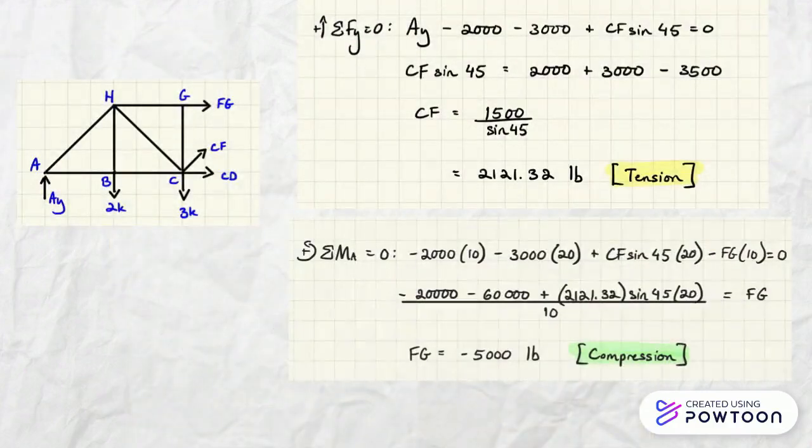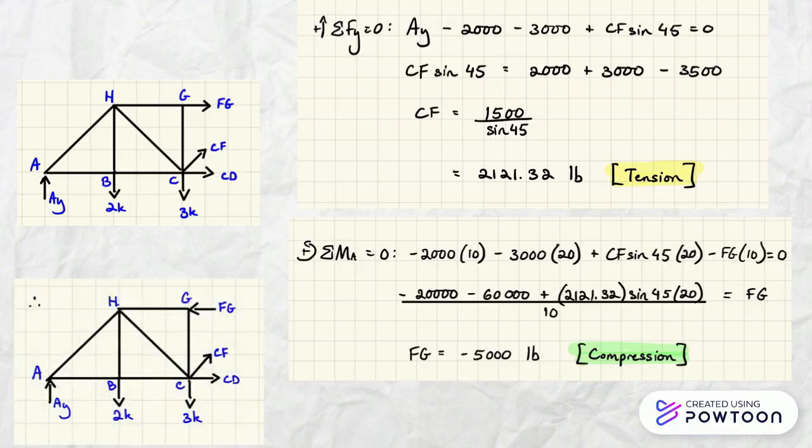The third section draws an imaginary line between F and G and C and D, and also cuts through C and F. The first free body diagram is shown to the top of the screen, and the second to the bottom.